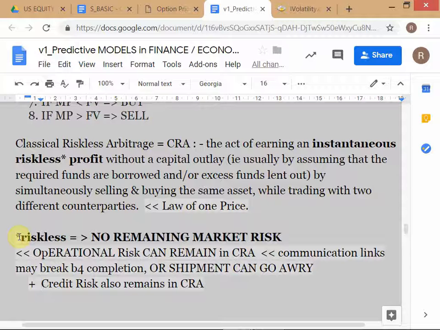So the term that you need to be aware of is CRA. What you have done in this case is that you have engaged in CRA. You sold in Delhi at 75 and created a synthetic equivalent long position. So in Delhi, your position is short. In the natural Delhi market, your position is short, and in the synthetic equivalent, your position is long. Are you following this?